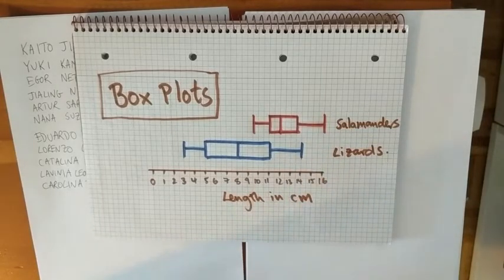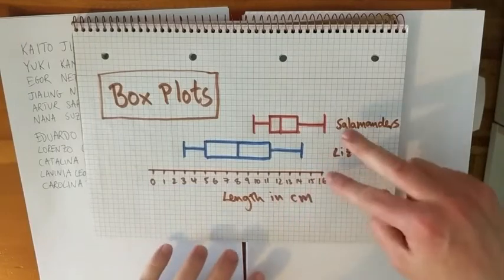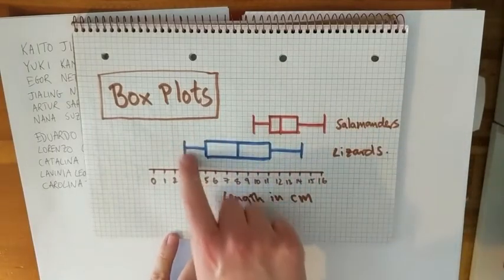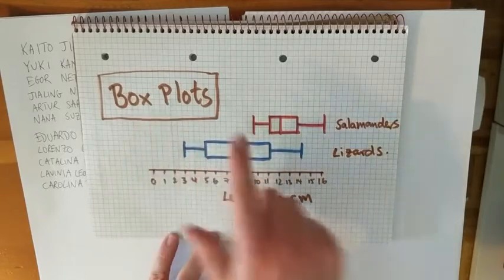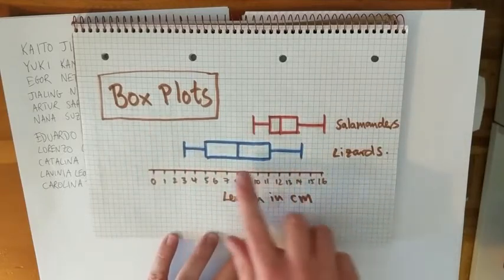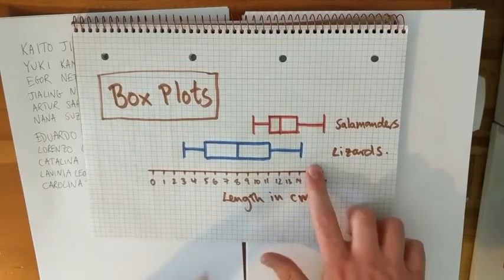You can see here in front of me there are two box plots. This is what they look like. They have 5 vertical lines each and a box in the middle. That's why they're called box plots, because they've got a box. And these 5 lines represent specific things.